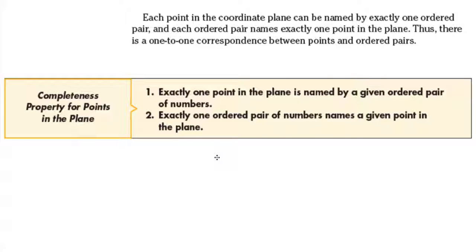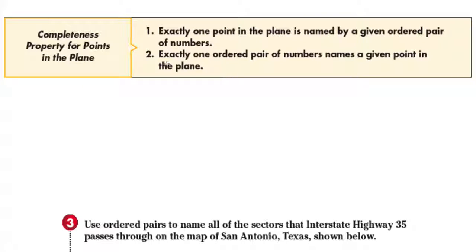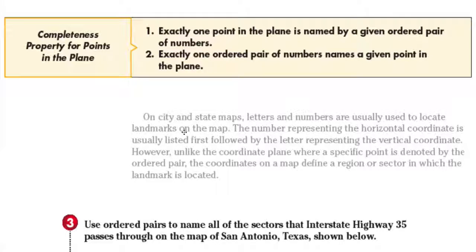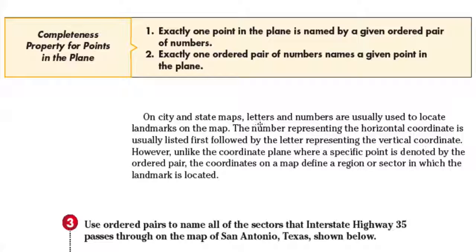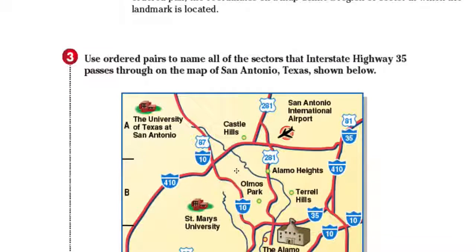Okay, now how is this applied? Let's take a look at this example. On city and state maps, letters and numbers are usually used to locate landmarks on the map. The number representing the horizontal coordinate is usually listed first, followed by the letter representing the vertical coordinate. However, unlike a coordinate plane where a specific point is denoted by an ordered pair, the coordinates of a map define a region or sector in which a landmark is located.